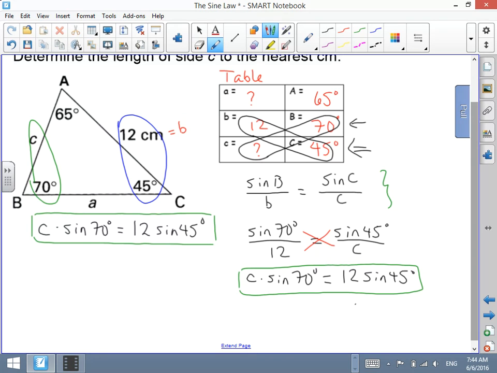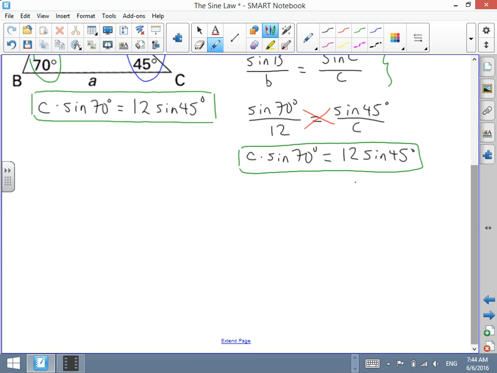Okay. And last but not least, we go ahead, we start solving. So let's divide out the sine 70 from both sides, because that way we're going to isolate c. Okay, so sine 70 divides into itself one time, and we're left with c equals this tidy expression. So all we need now is a calculator. So let's give this a whirl.